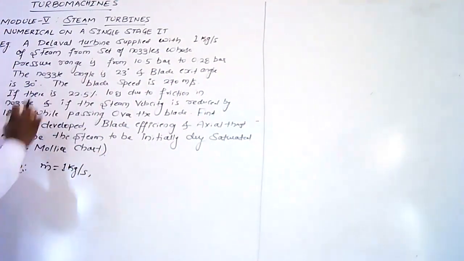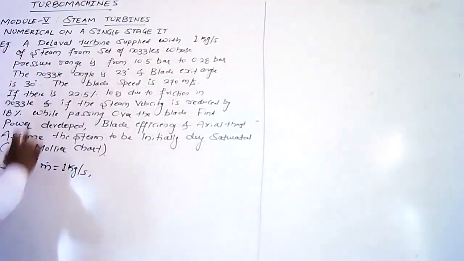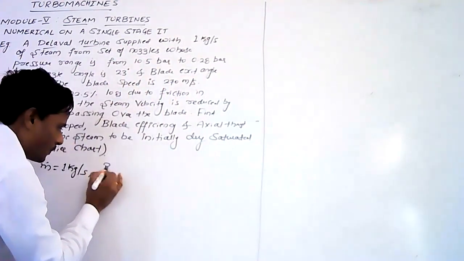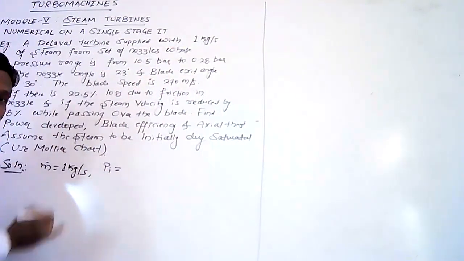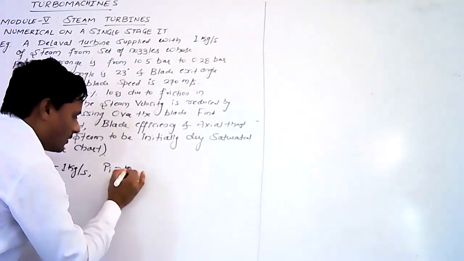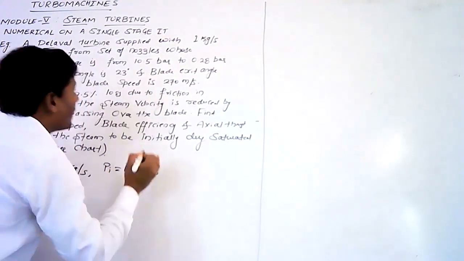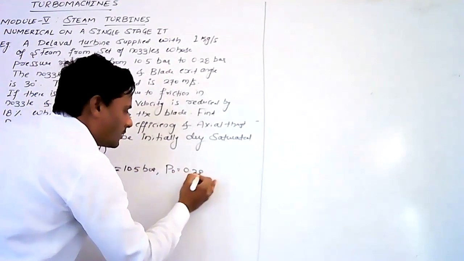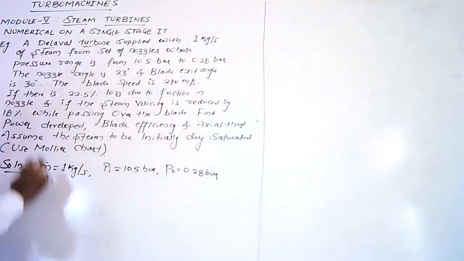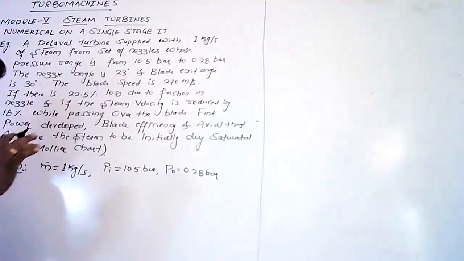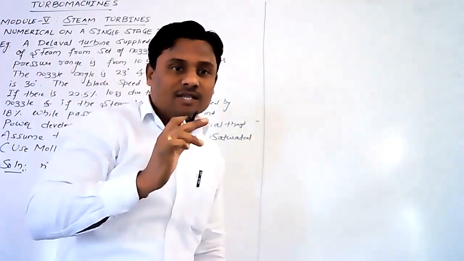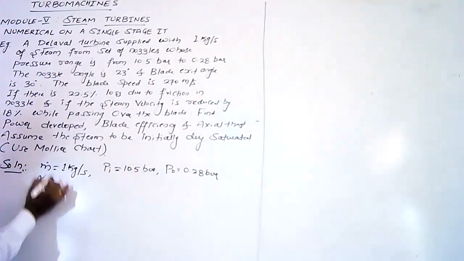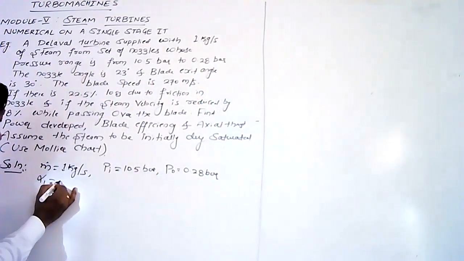Next, the pressure range is from 10.5 bar to 0.28 bar. Let me take Pi as the inlet pressure, that is 10.5 bar, and the outlet pressure Po equals 0.28 bar. Next, the nozzle angle is 23 degrees. Remember students, the nozzle angle is represented by alpha 1. So nozzle angle alpha 1 equals 23 degrees.